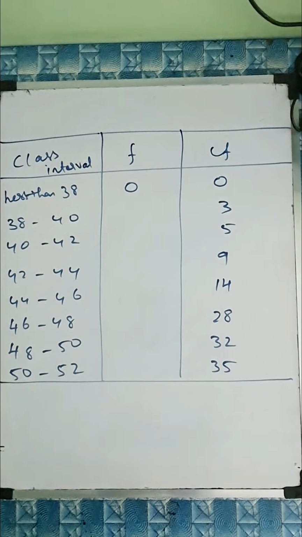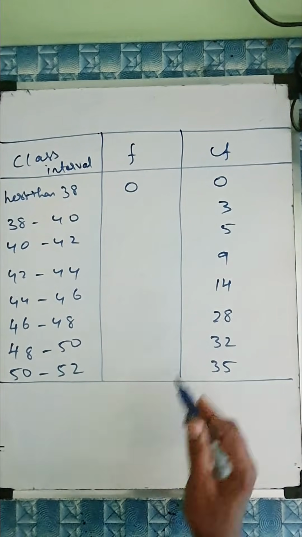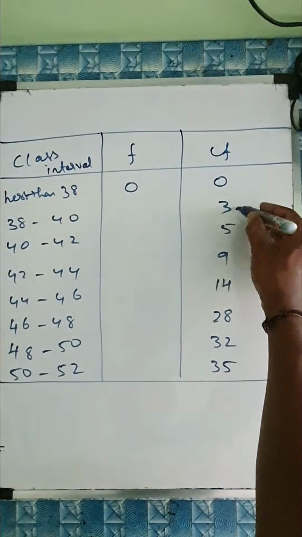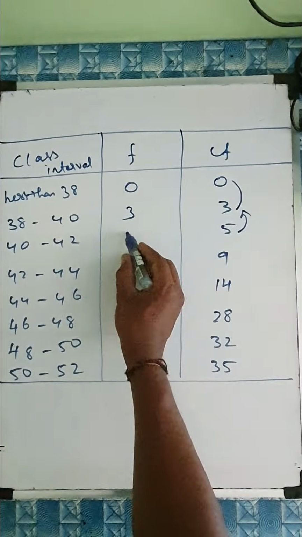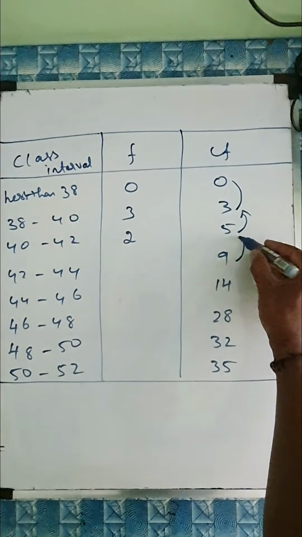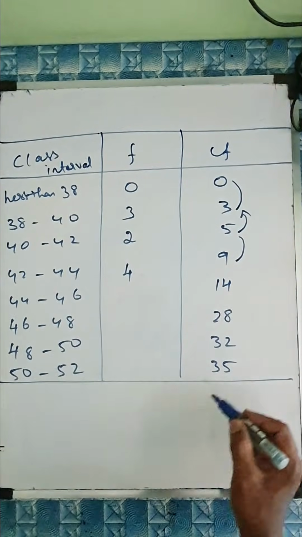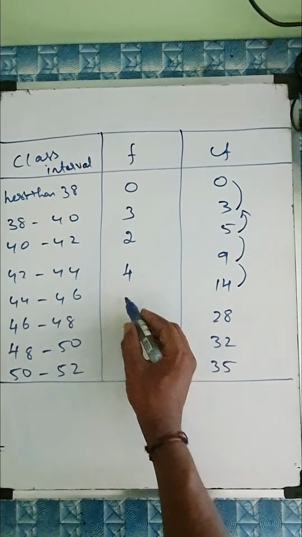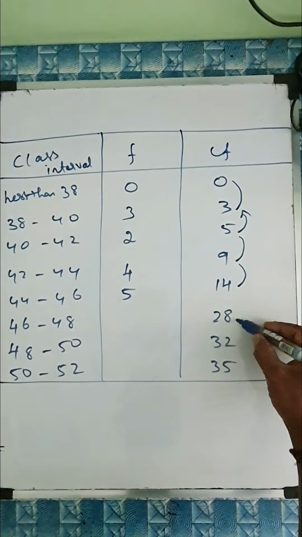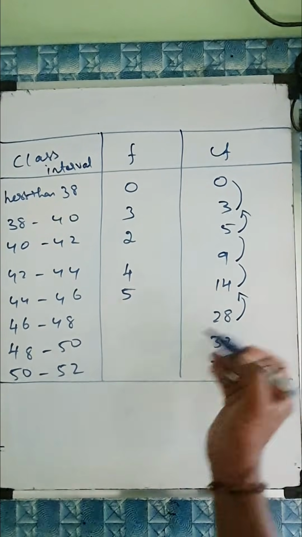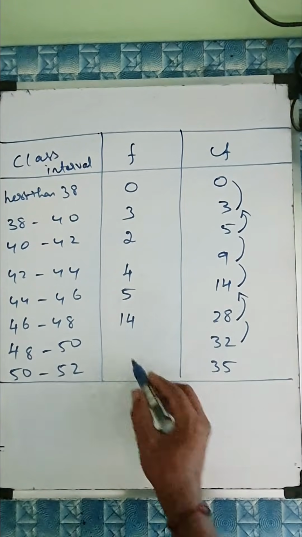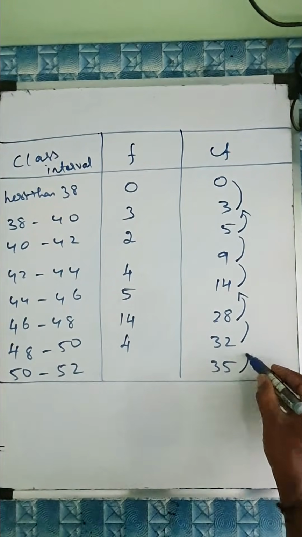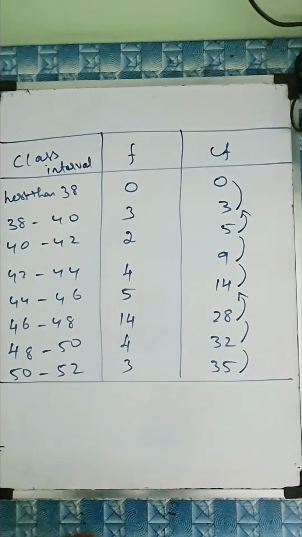Now we'll find the frequency, because to find the median we need the frequency. To get frequency from CF, you have to subtract. So 3 minus 0 is 3, 5 minus 3 is 2, 9 minus 5 is 4, 14 minus 9 is 5, 28 minus 14 is 14, 32 minus 28 is 4, and 35 minus 32 is 3.